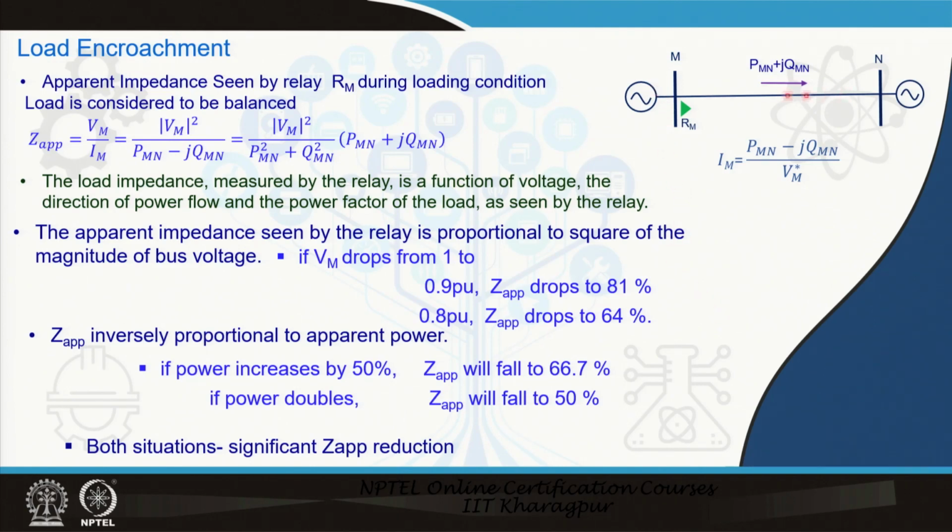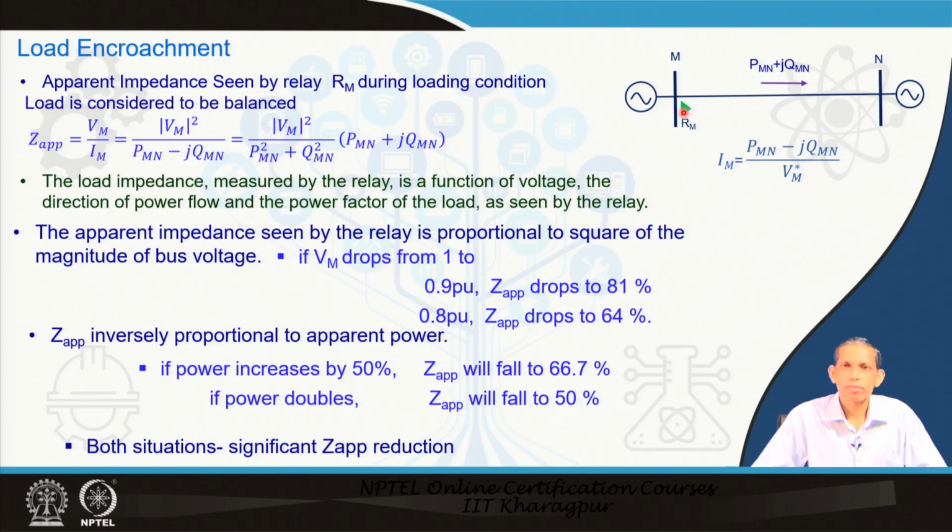So, we have a 2 bus system and there is a power flow. The corresponding load will be seen at bus M. During that time the corresponding voltage and current as observed by the relay R M, accordingly an apparent impedance will be seen by the relay. So, that apparent impedance is the subject of the corresponding discussion in this case. Note that we are not considering any fault here, we are only observing the load patterns through this line which the relay will observe.